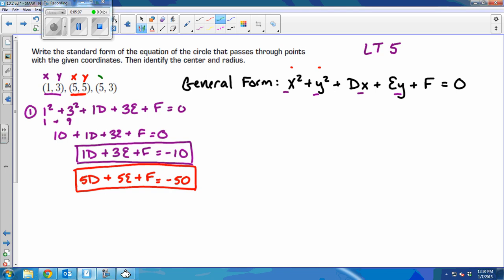All right, so then the last one: 5 squared is 25, 3 squared is 9, 25 plus 9 is 34. So I'll have a negative 34 because I subtract that to the other side. And I have 5d plus 3e plus f. That's my third equation.